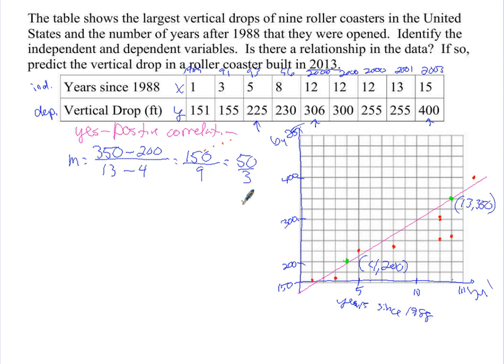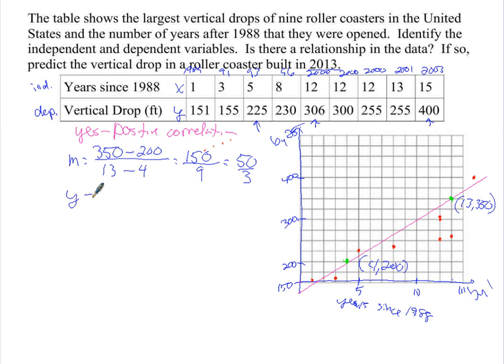So what that means is roller coasters are gaining 50 feet in height, based on my graph, every 3 years. So every 3 years that goes by, the roller coasters that are being built are 50 feet taller based on this model. Okay? So now we want to come up with an answer for the problem, which means we need to write our equation in point-slope form. So point-slope form is y minus y1 equals m times x minus x1.